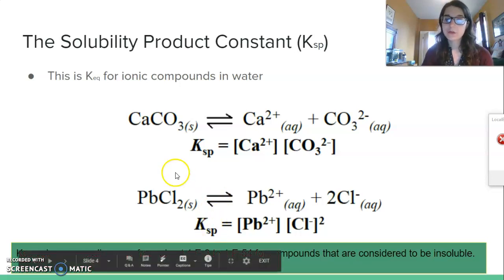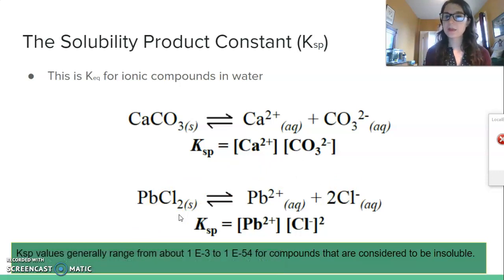So the Ksp value for this salt would be expressed by taking the concentration of Pb2+ and multiplying it by the concentration of Cl- squared, because we get 2 Cl-. And we know that from the subscript in the formula unit for lead 2 chloride. The Ksp, the solubility product constant, describes solubility to a degree for a salt. So in general, if we have a Ksp that is 1 times 10 to the -3 to 1 times 10 to the -54, it's a compound that's considered insoluble, so it doesn't really dissolve in water that easily.